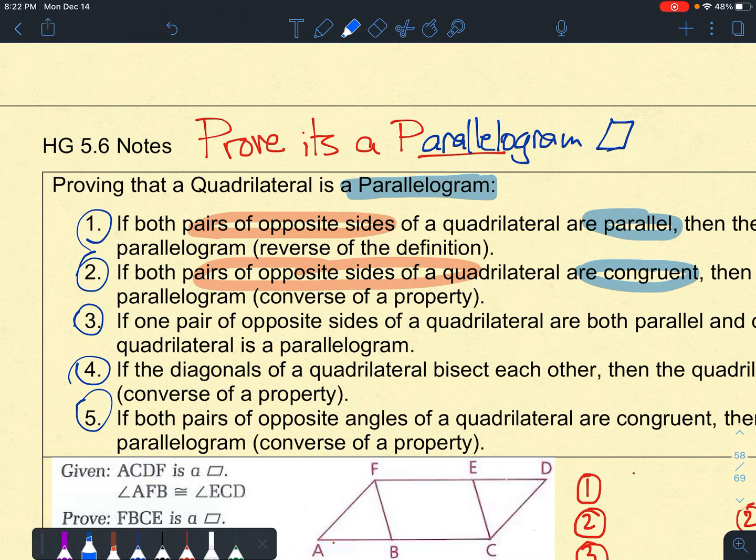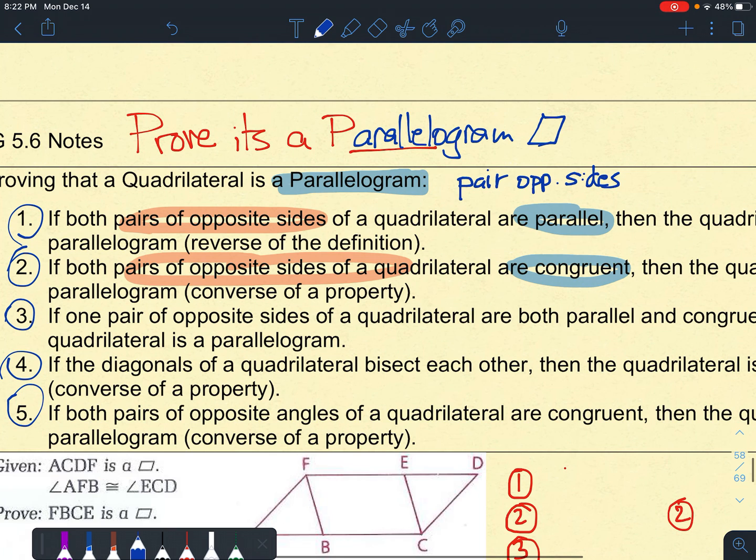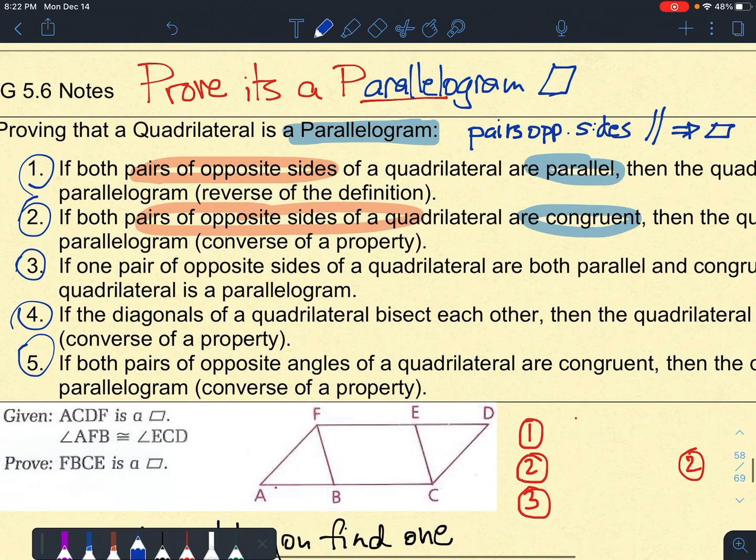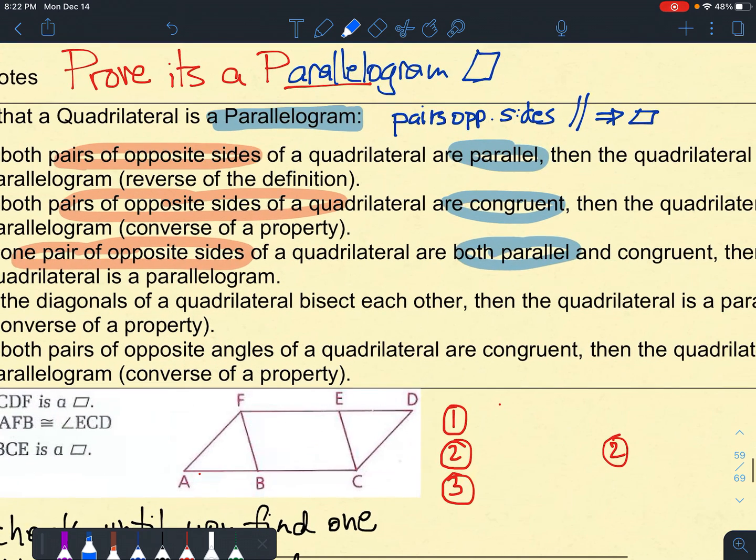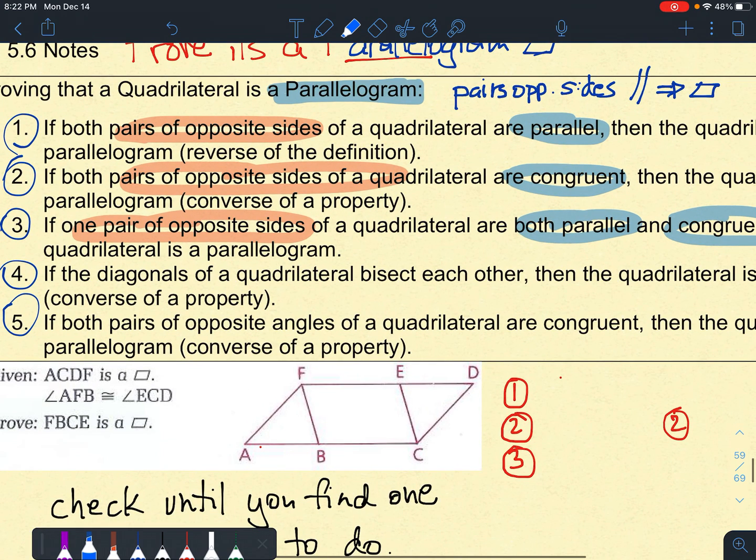And the way I would write these out, shorthand notation, is I would say pairs of opposite sides parallel. Then you have a parallelogram. And then, same thing, only with congruence for the other one. Idea 3. If one pair, okay, not both pairs, just one pair, is both parallel and congruent, so both qualities in that single pair, then that would be sufficient.